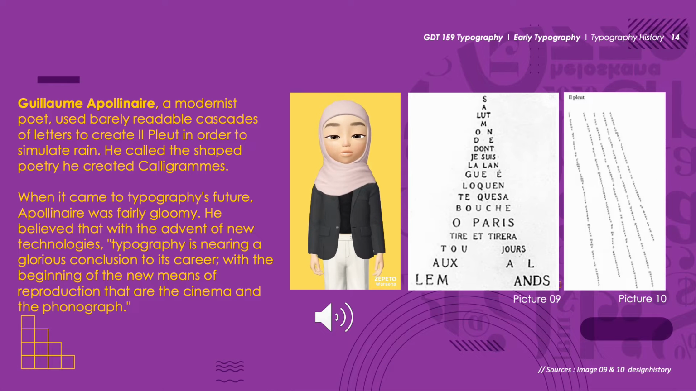Guillaume Apollinaire, a modernist poet, used letters to create shapes in order to stimulate the brain. He called the shape poetry he created calligrams. When it came to the future of typography, Apollinaire was fairly gloomy. He believed that with the advent of new technologies, typography is nearing a glorious conclusion to its career with the beginning of the new means of reproduction that are the cinema and phonograph.